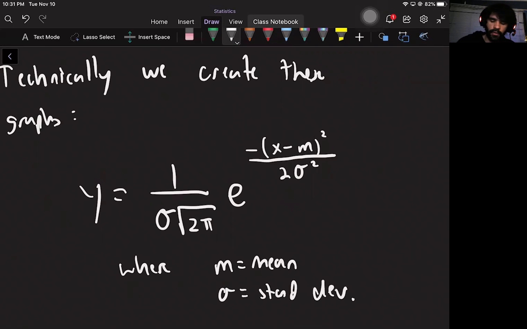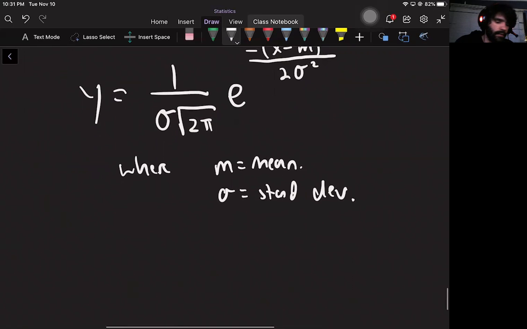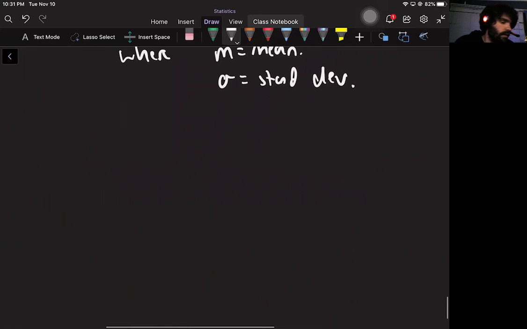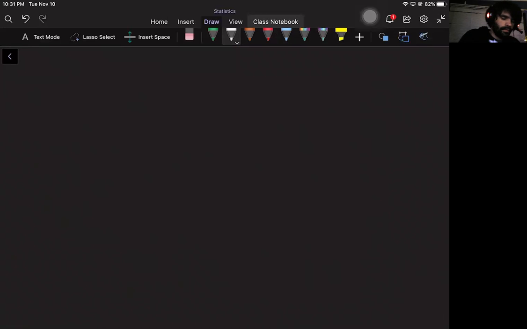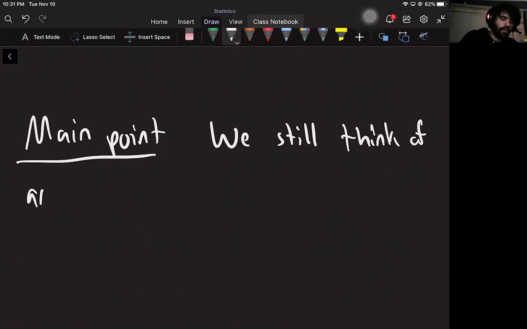So basically, if you plug your mean into this formula for m, and you plug your standard deviation in for sigma, and you put this on some graphing calculator, it'll graph these bell curves for you. But we won't be using that, so don't worry too much. Okay, so now, just to summarize, the main point is that now we have fancier curves, but we still do the same thing. We still think of area as probability.